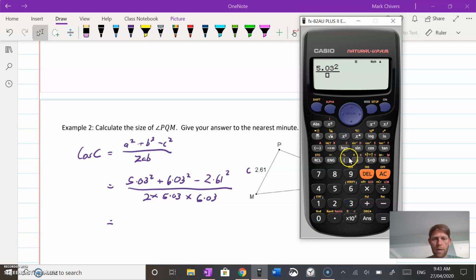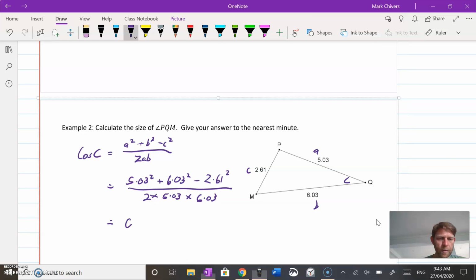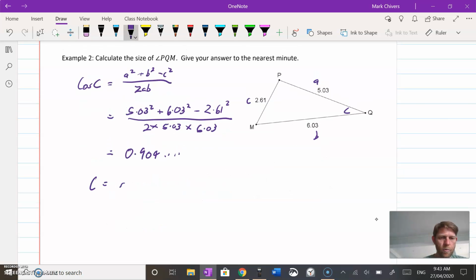5.03 squared plus 6.03 squared minus 2.61 squared, all over 2 times 5.03 times 6.03. I get 0.904. So obviously C is going to equal cos to the minus 1 of 0.904, whatever we put in the calculator.